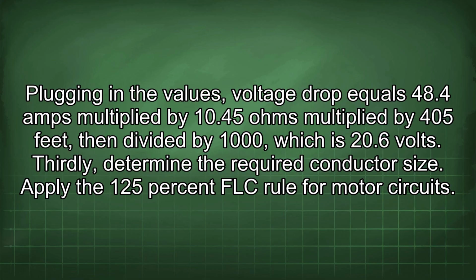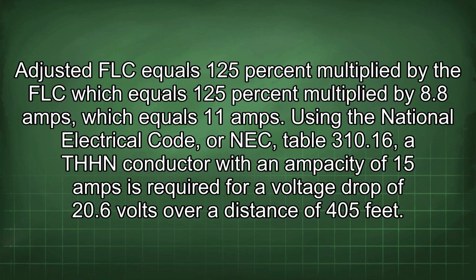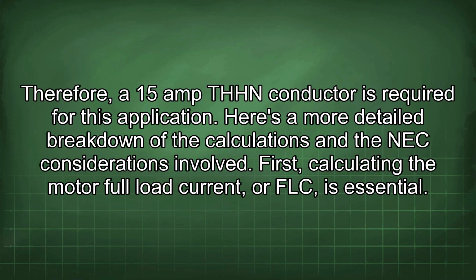Thirdly, determine the required conductor size. Apply the 125% FLC rule for motor circuits. Adjusted FLC equals 125% multiplied by the FLC, which equals 125% multiplied by 8.8 amps, which equals 11 amps. Using the National Electrical Code, or NEC, Table 310.16, a THHN conductor with an ampacity of 15 amps is required for a voltage drop of 20.6 volts over a distance of 405 feet. Therefore, a 15 amp THHN conductor is required for this application.